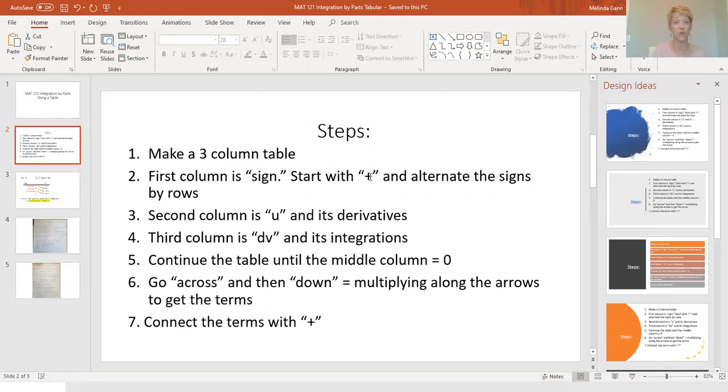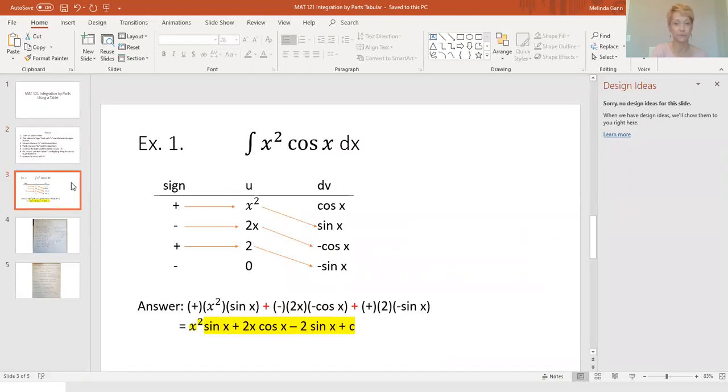How do you get your answer once you have your table? Well, you'll see what I mean in a minute, but you're going to go across and down, not just across and across. And you're going to multiply along the arrows. That'll get you your individual terms in your answer, and then you connect those individual terms with a plus. So let's go look at an example to show you what I mean.